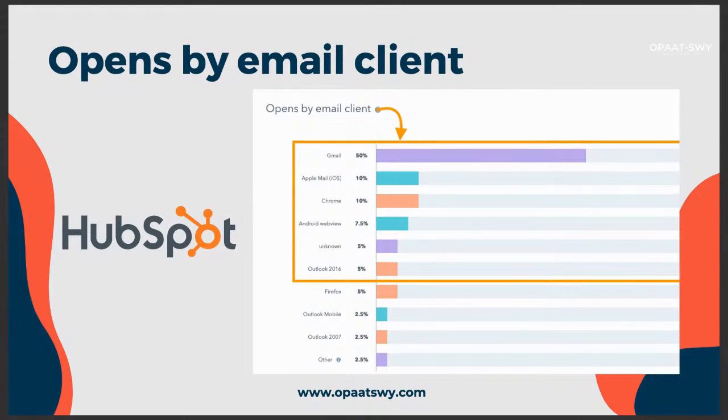You also have Outlook 2016. That is the version of Outlook that the person is using. We have Outlook Mobile. We have Outlook 2007. We have Firefox browsers. So it really does give you a breakdown as to where your recipients or your customers are opening your emails from, and how much you are going to be impacted by this. And if you are going to be impacted, then what strategies are you going to take?